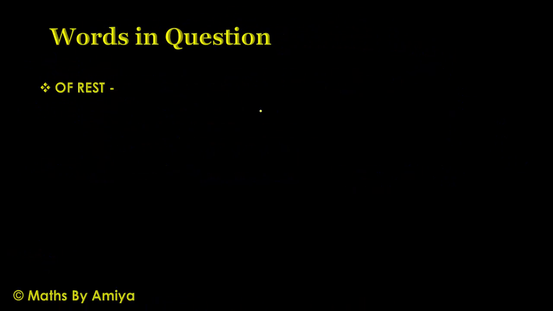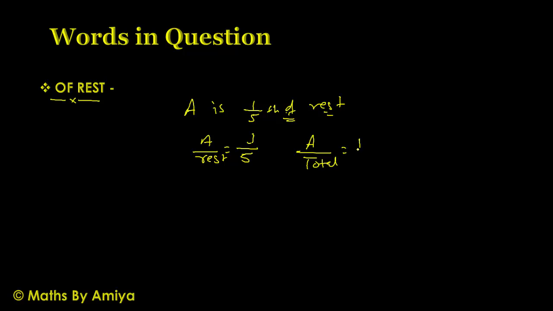And the last word in our question, "of rest". This is one of the important things. A is 1/5 of rest. What does it mean? "Of" is with the rest. So rest is the denominator. So rest is 5, A is 1. So A upon rest is 1 upon 5. So we can say A upon total is 1 upon 6. How? A got 1, rest got 5, so total is 6. So "of rest" is nothing but "of total" in different words.